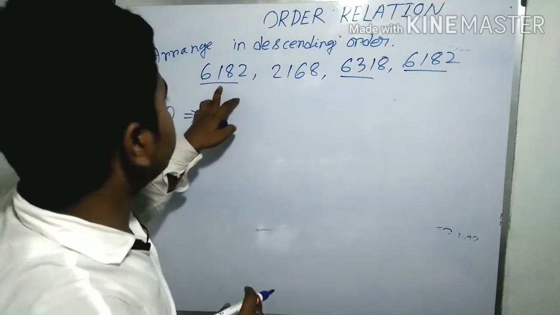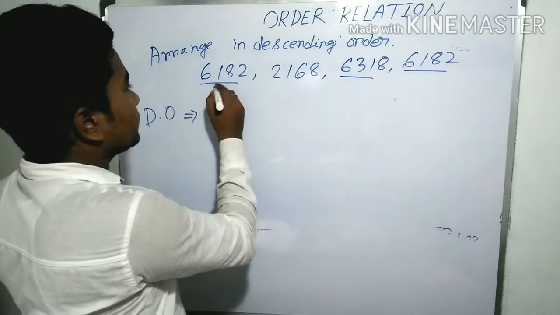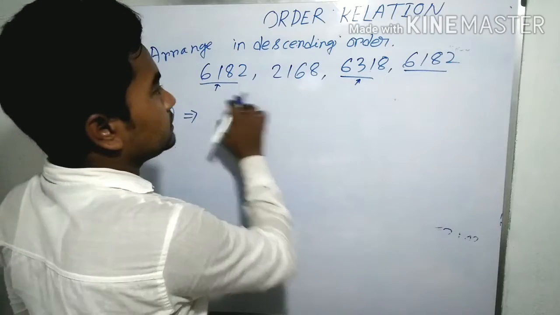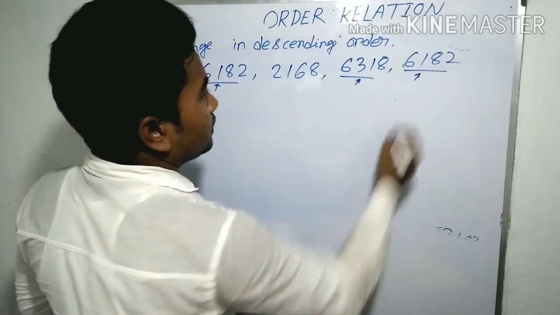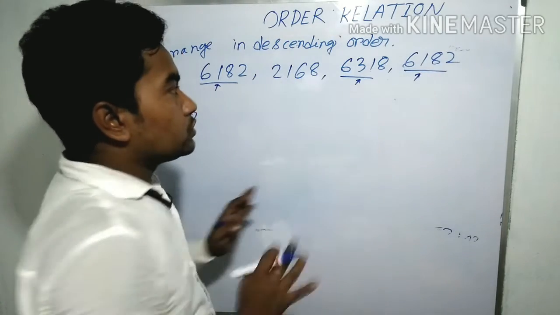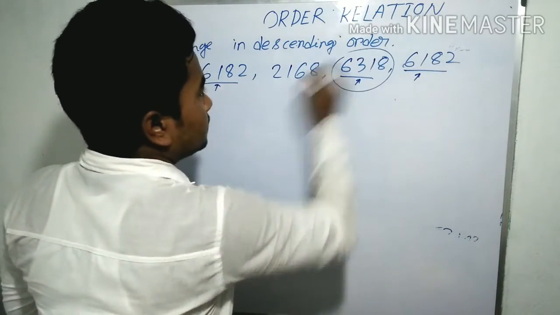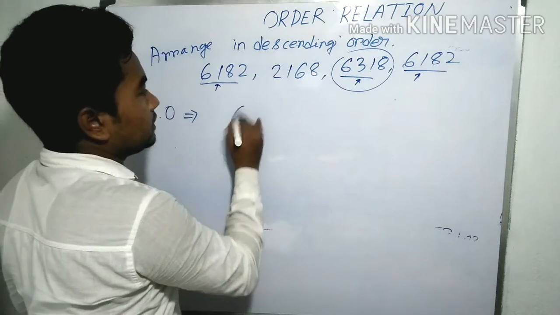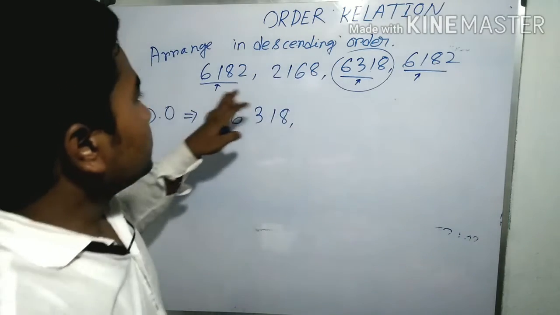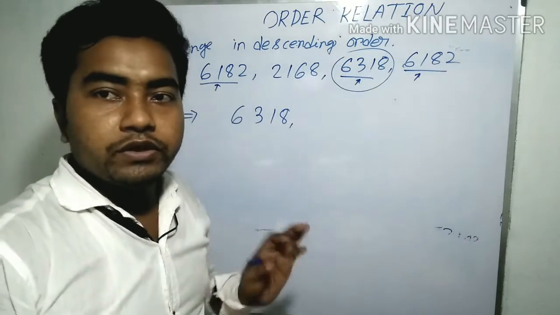For the second digit, here it is 1 and here the second digit is 3, that means this number is greater than this. And here the second digit is 1, so this number is greater than this also. So this number will be the greatest. The greatest number is 6318.